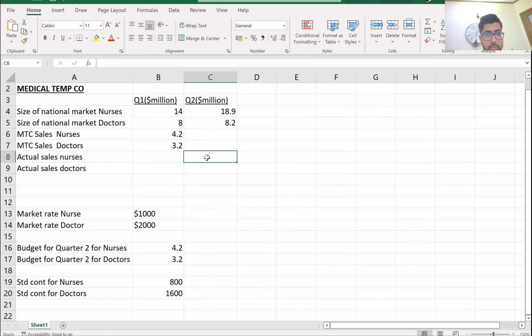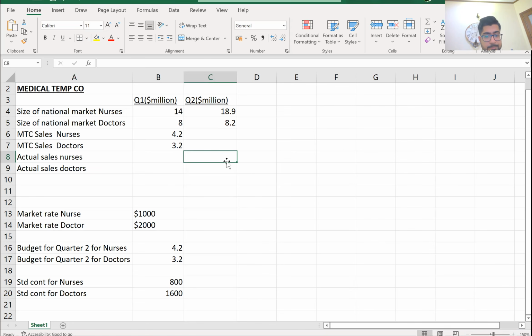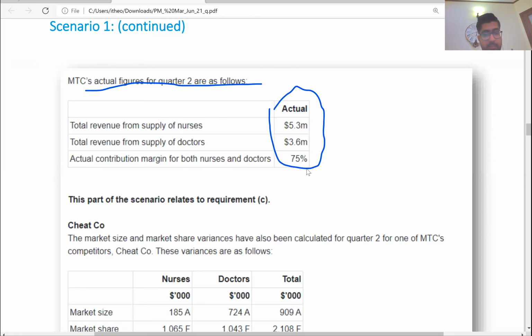This is for quarter 2, right? Actual sales for nurses and doctors is 5.3 million and 3.6 million. Okay, this is actual sales for quarter 2. I don't have information about quarter 1. That's only for quarter 2. And contribution margin is actually 75%.